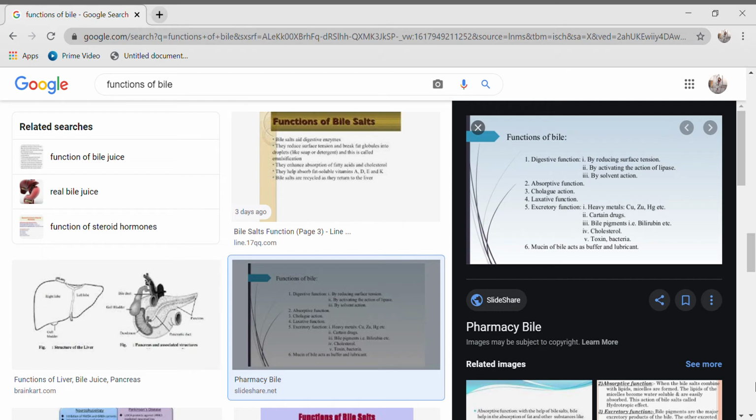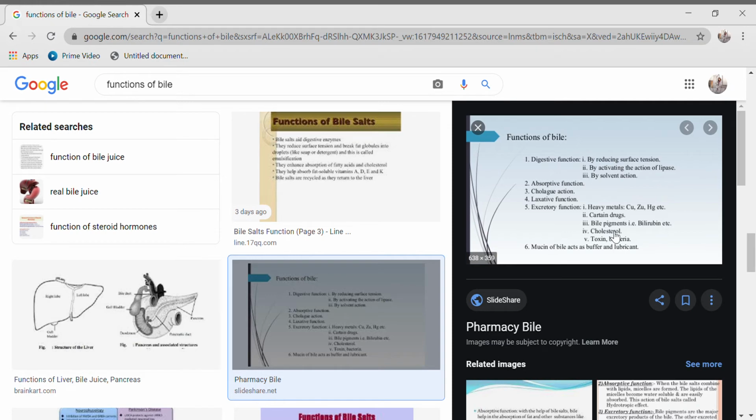So mainly you should know about the digestive function, absorptive function, excretory function, and maintaining the pH of the GIT, preventing the gallstones, and the lubricating function, that is by mucin. You can see here lubricant. Okay, and choleretic action, that means bile salts will stimulate the liver to produce more amount of bile. So that is a choleretic action. So digestive, choleretic, absorptive, preventing the formation of gallstone, lubricant action, and excretion.